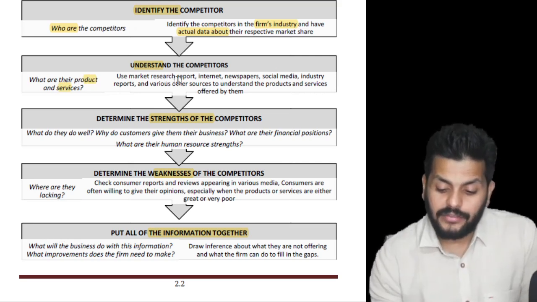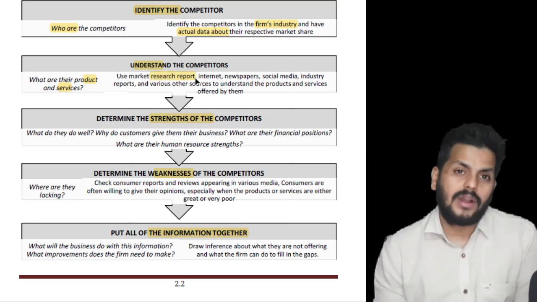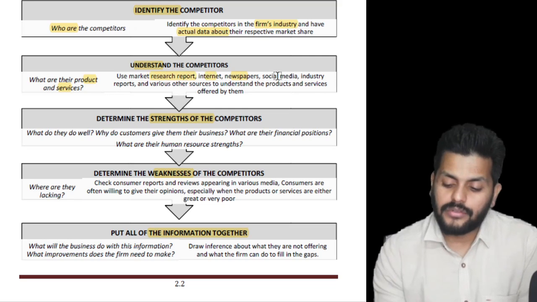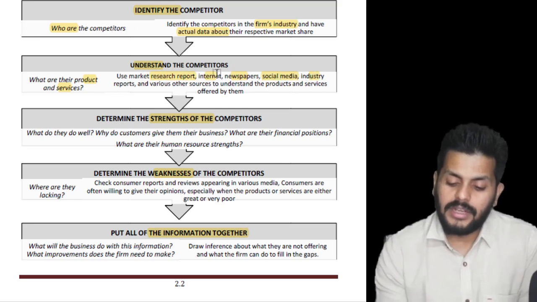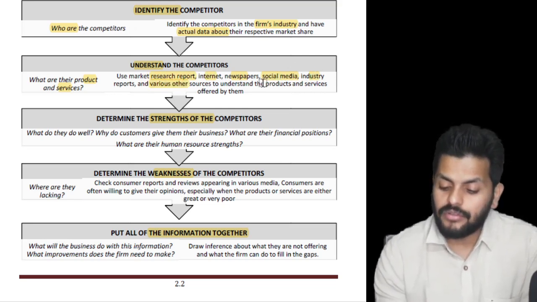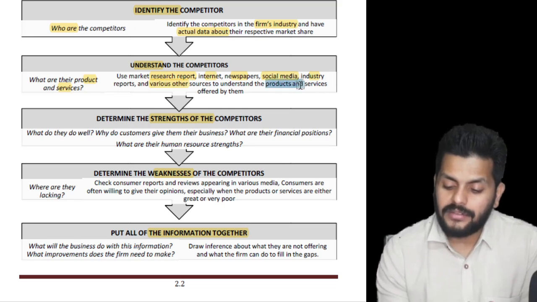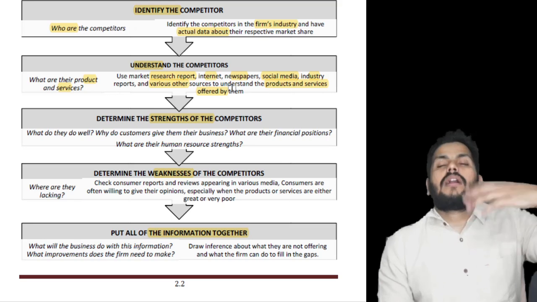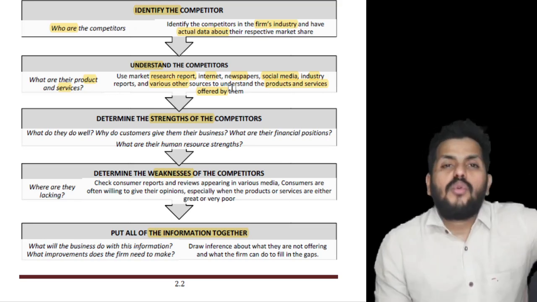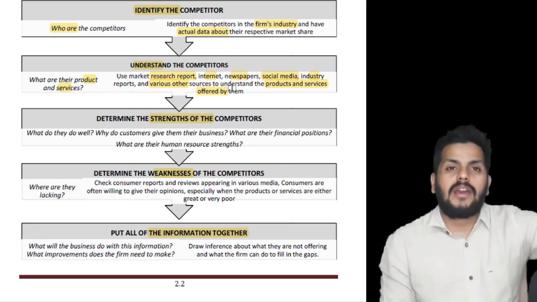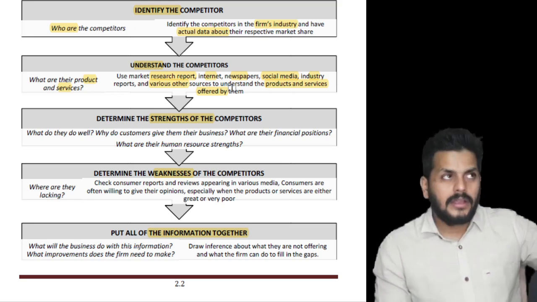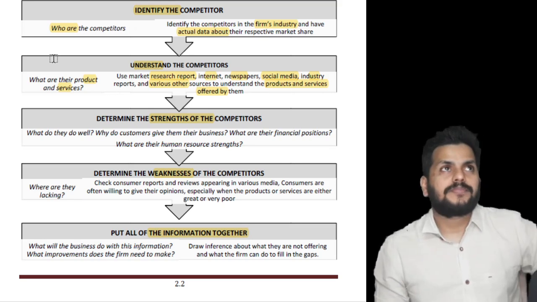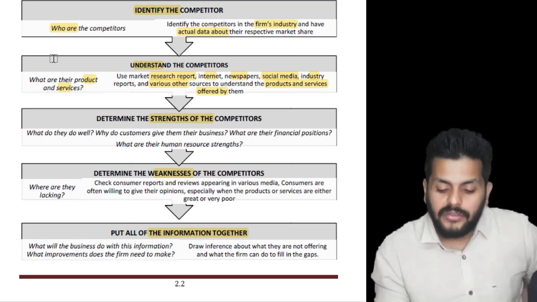Use market research to understand what they are doing. Use market research, internet, newspapers, social media, industry reports, and various other sources to understand the products and services offered by them, so that you can understand the complete story of who your competitor is, not just telling them that they are also there. Full story. Okay, first make a list. Who are the competitors? What are their products and services?